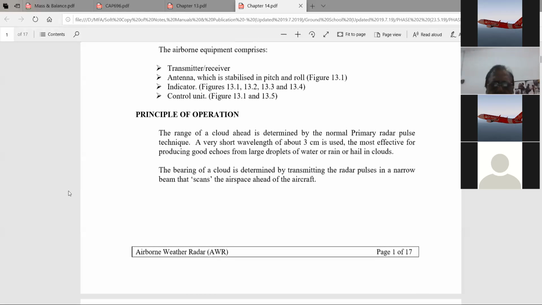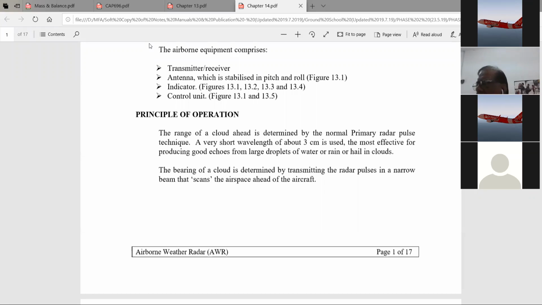Now, the principle of operation is the normal pulse technique with the help of the primary radar. Now, please, anybody in the class, I want an answer from the class. What do you mean by primary radar? What is the principle of the primary radar? Is it transmit and receive in the same frequency? I want somebody else also to answer, please. I want somebody else also to give me the answer to this question, or the next question. I don't want you to give me the answer every time.